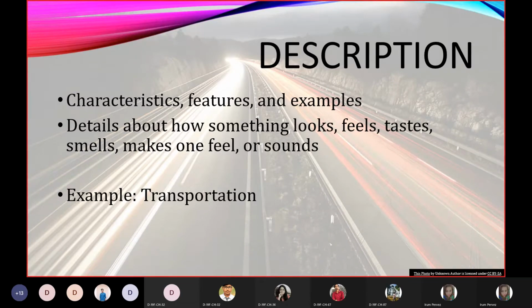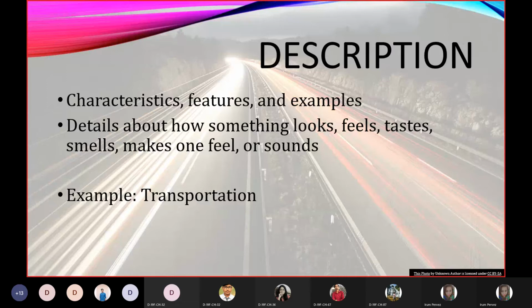Okay, I'm repeating it. When you explain things or you write expository writing, there are five different ways of writing expository writing. Number one is descriptive. You can explain things by describing them. When we write description, how do we do it? We write characteristics, features, and examples.